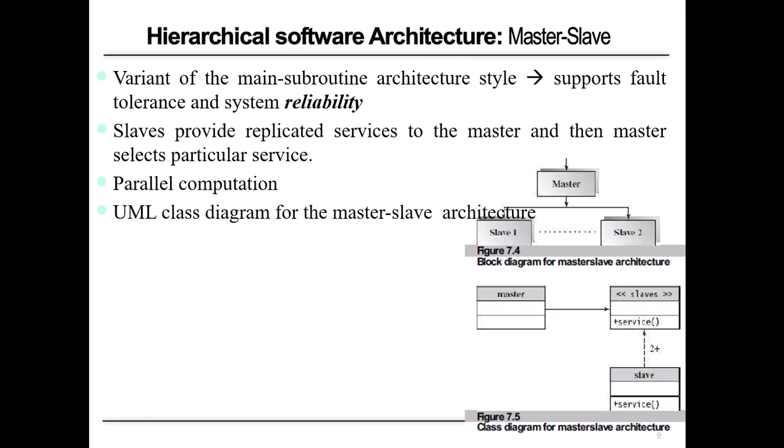What is the concept behind master-slave? Master is the controlling authority and slave works under the instructions of master. Slave provides a replicated service to the master, and then master selects a particular service.